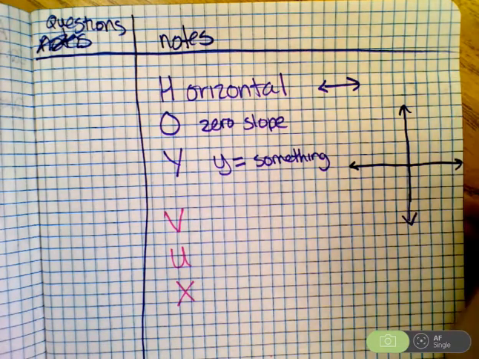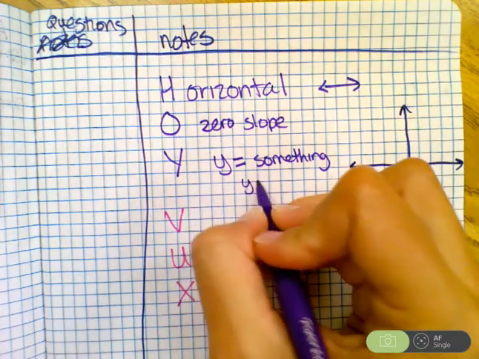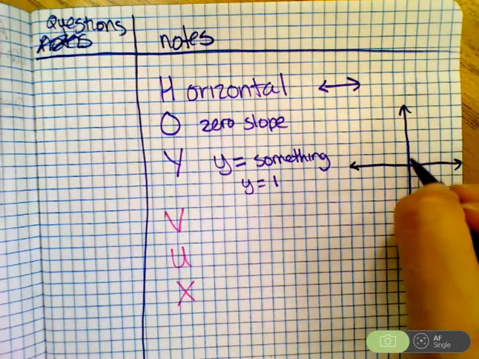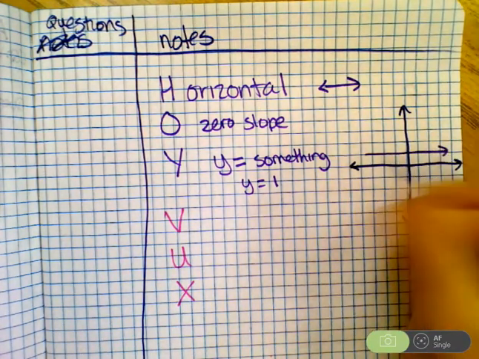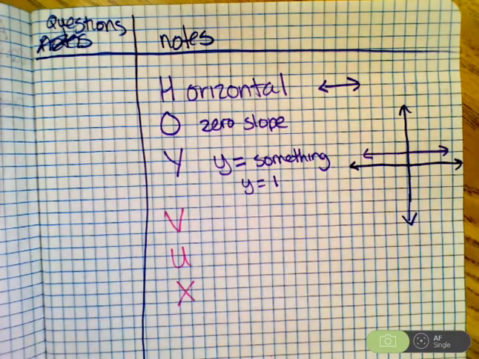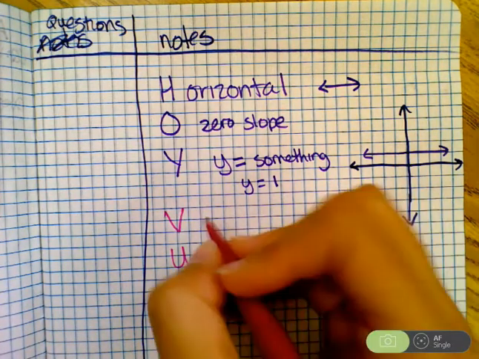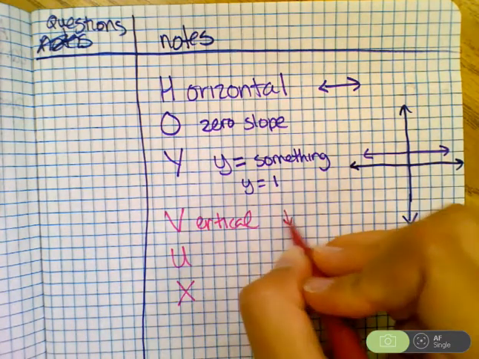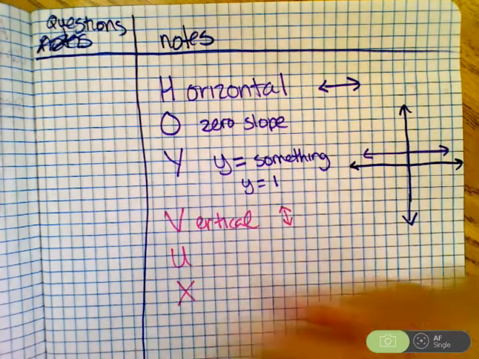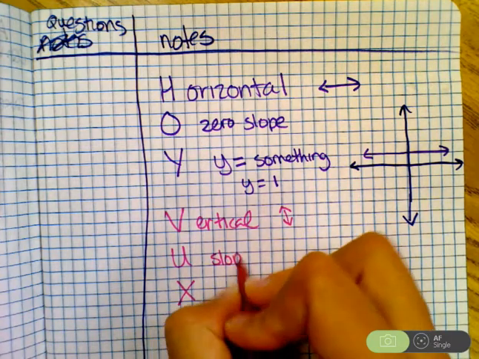So for example, if we wanted to graph y equals 1, we just come up to 1 on the y-axis, we make a horizontal line, and we're good. That's all there is to it. On to vertical lines, V stands for vertical. Vertical goes this way. U is because the slope is undefined.